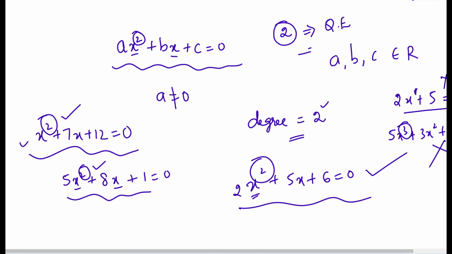Only if the highest power of the equation is 2, that means it is a quadratic equation, which is of the form. What is the standard form of the quadratic equation? Ax square plus bx plus c equals to 0. Repeat with me. Ax square plus bx plus c equals 0, where a is not equal to 0. It is the quadratic equation. What is the degree of the quadratic equation? The degree of the quadratic equation is 2.